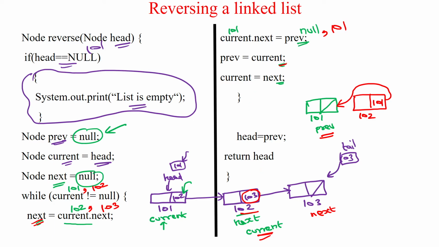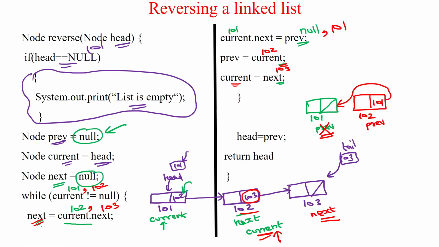Then now the current is 102. 102 is assigned to previous, so this will become previous. Now previous is updated. Now the next is 103, so 103 is assigned to current in the second iteration. So right now current will become 103. Then in the next iteration.